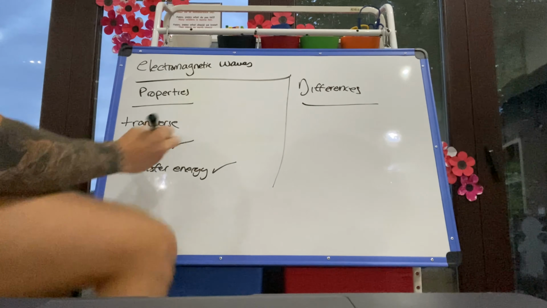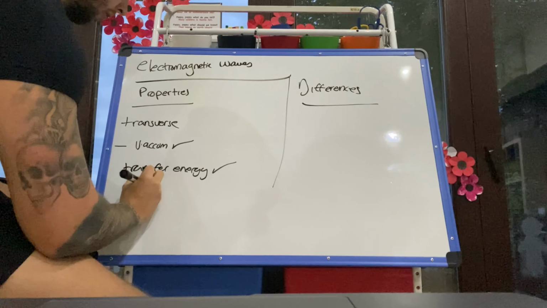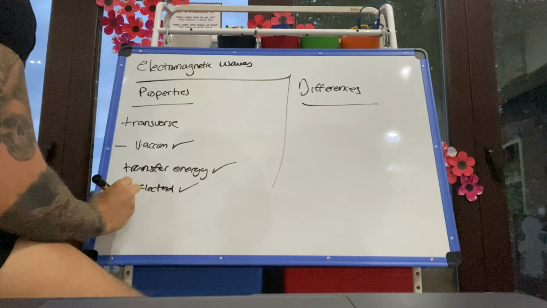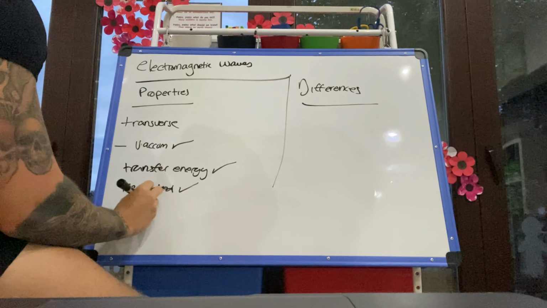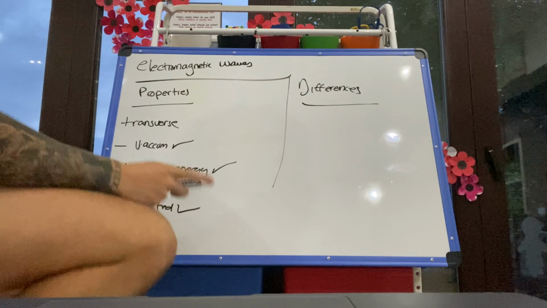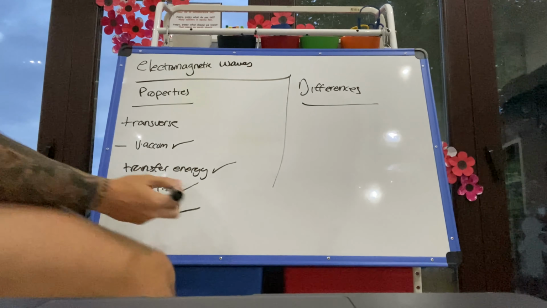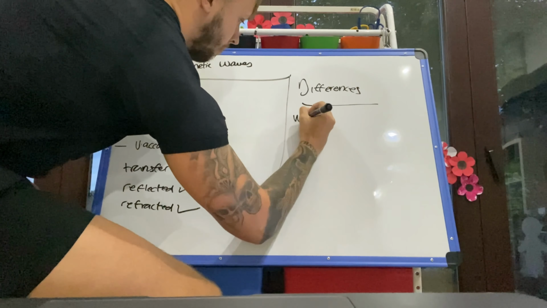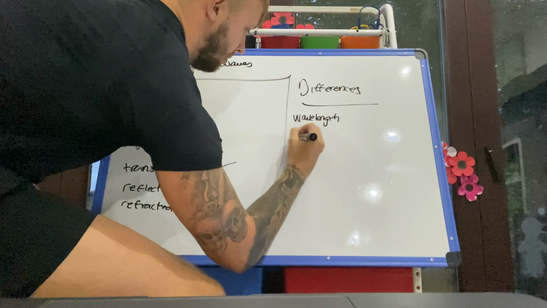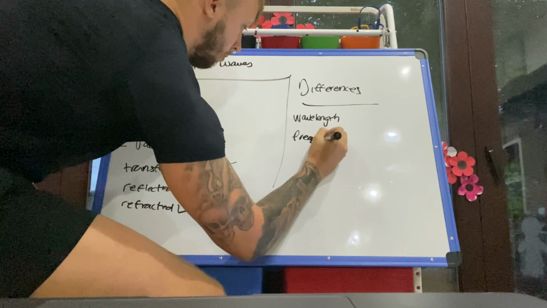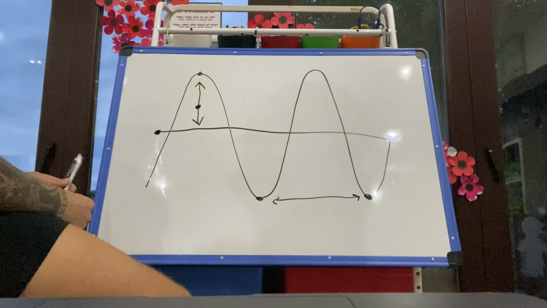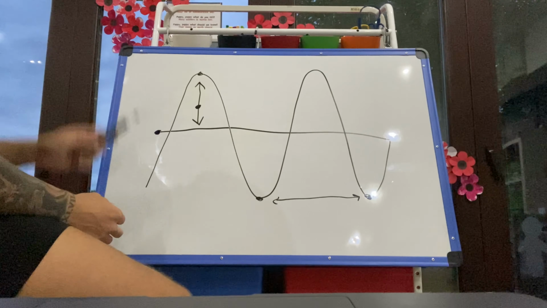And they can all be reflected, and they can all be refracted. However, they're not all the same, and they differ in two ways, and that's the wavelength and the frequency. So next we're going to go through the properties of a wave.